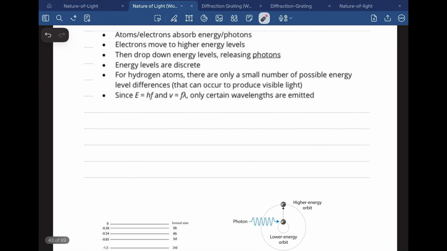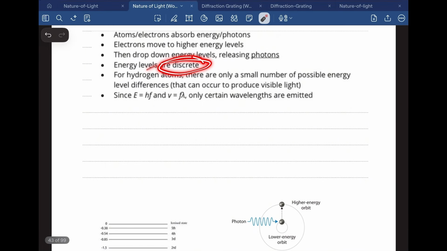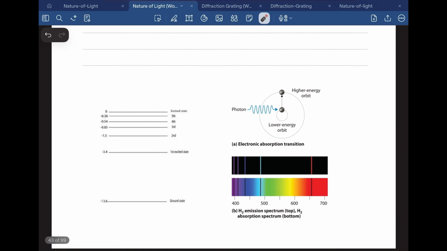The 4th mark that you guys must remember is that energy levels are discrete. What does it mean that energy levels are discrete? For hydrogen, let's say, to move from the ground state to the first excited state, the energy level difference is basically 10.2 electron volt. But if it wasn't a hydrogen atom, say a sodium atom, the difference would have been different. That is what it means that the energy levels are discrete.